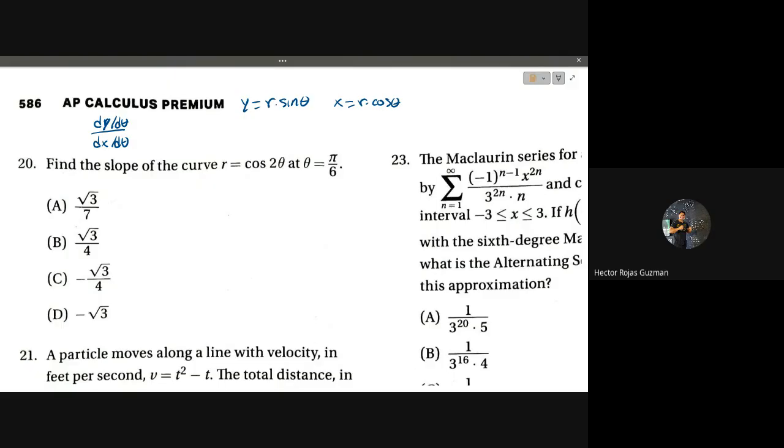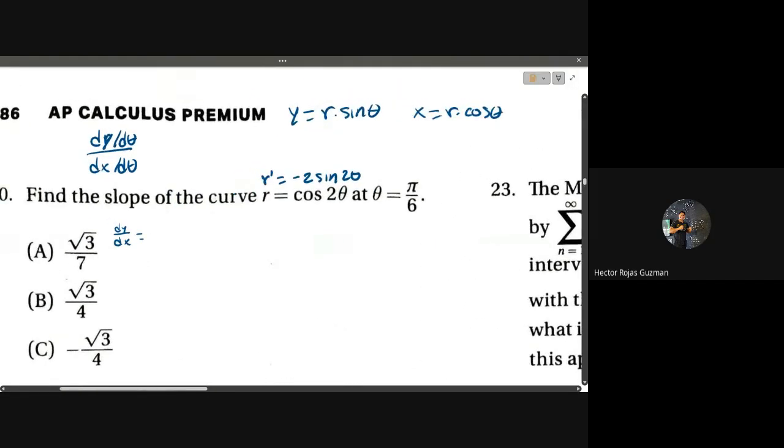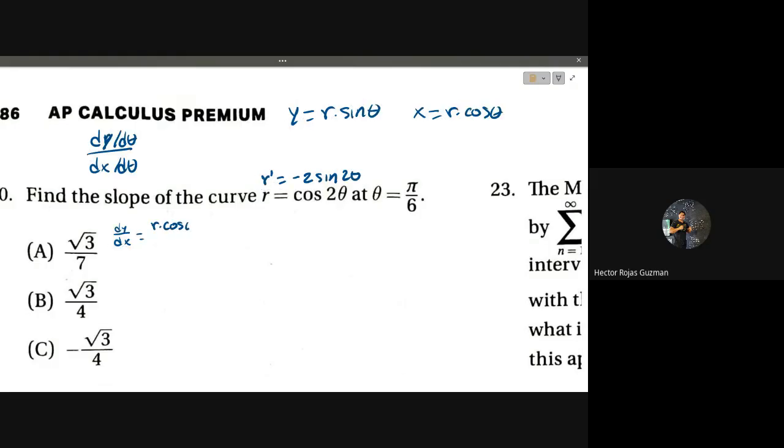Okay, so my derivative, you know what? Let me find r prime right here. R prime is going to be negative 2 sine of 2 theta. I'll just kind of keep it in the back of my head. So anyways, y prime, first times the derivative of the second plus the second times the derivative of the first, or x, again, the first times the derivative of the second plus the second times the derivative of the first. And now we want to plug in pi over 6.